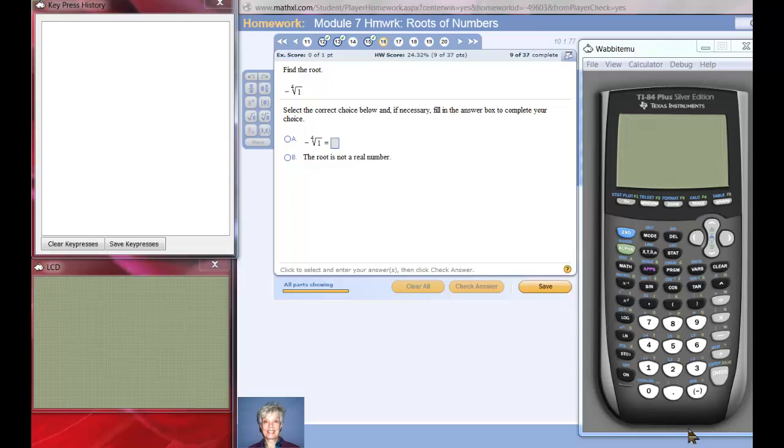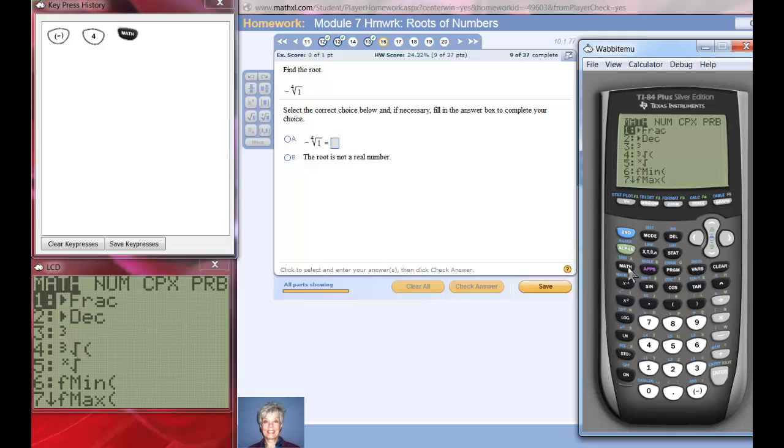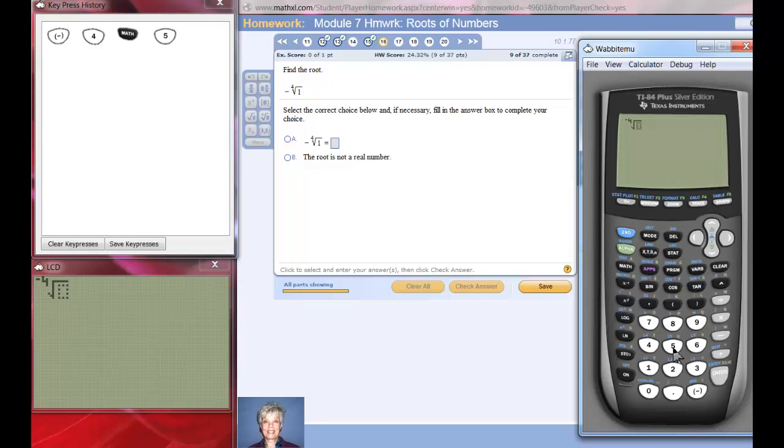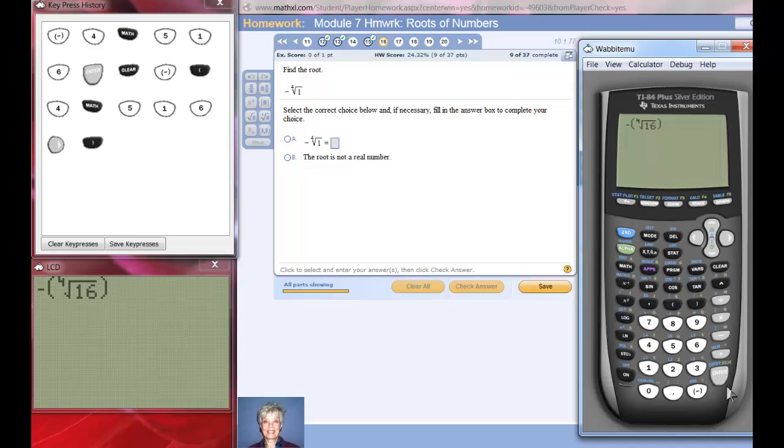Negative the 4th root of 16. Oh, what could that be? Negative, and then 4, and then math, and then a quick way to get down to 5 is just to push the number 5. Now that is not going to work. Let's see what it does. No. Doing that will not help you on the TI-84. Let's see what we need to do. I'm going to push the negative button, then the left parenthesis, then 4, then math, then 5, then 16. Now, hit the right arrow first, then close your parentheses. Now, let's see if we get the right answer there.